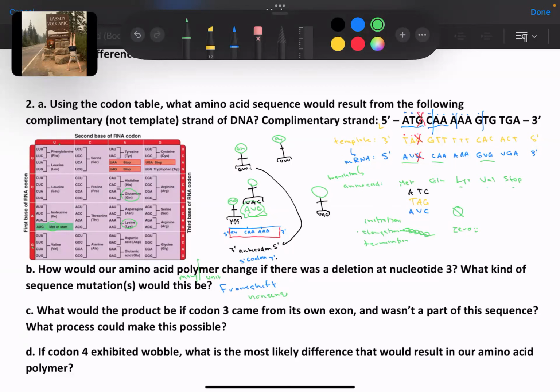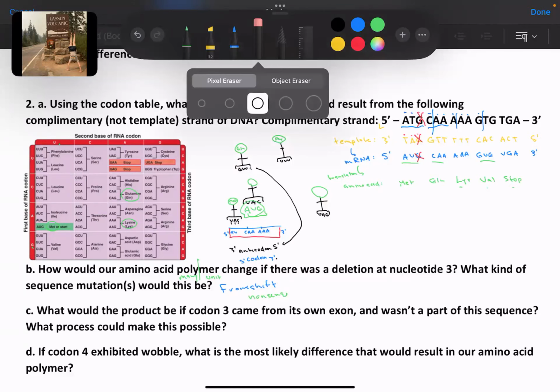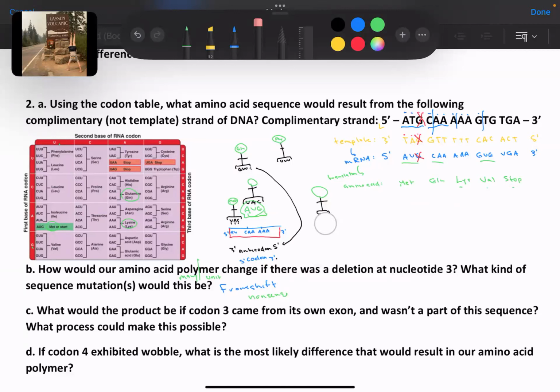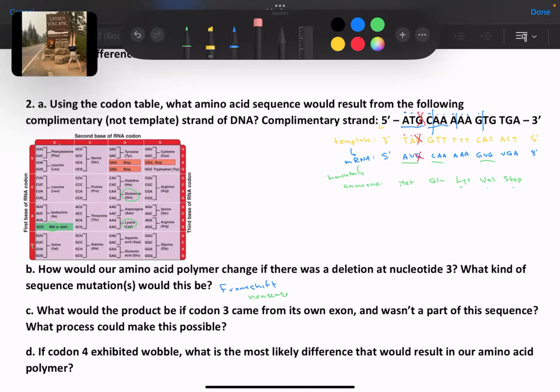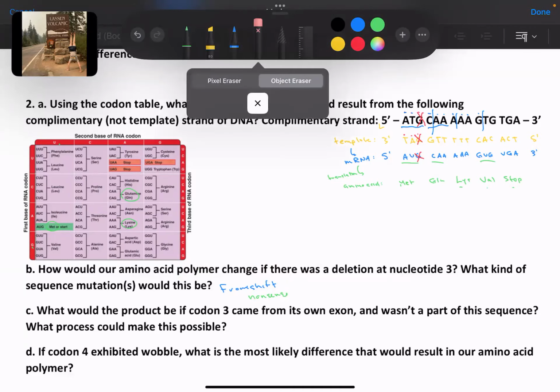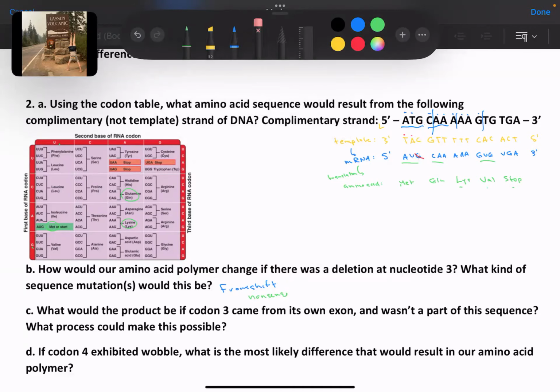Okay, part C. What would the product be if codon 3 came from its own exon? Let me clean this up a little bit. If codon 3 came from its own exon, okay, sorry, I can't think and write at the same time. It would be the product if codon 3 came from its own exon and wasn't a part of this sequence.